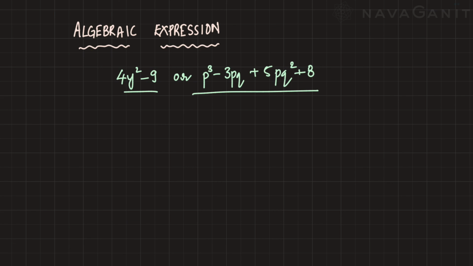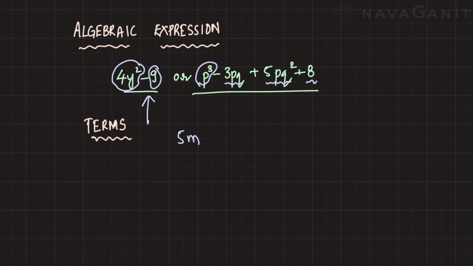Now within these algebraic expressions, you need to understand what terms are. Terms are the individual components of an algebraic expression that are separated by either a plus or a minus sign. For example, in this case, 4y squared is a term, 9 is a term, which are separated by a minus sign. Similarly, p cube is a term, 3pq is a term, 5p squared is a term, 8 is a term. So each of these is a term.